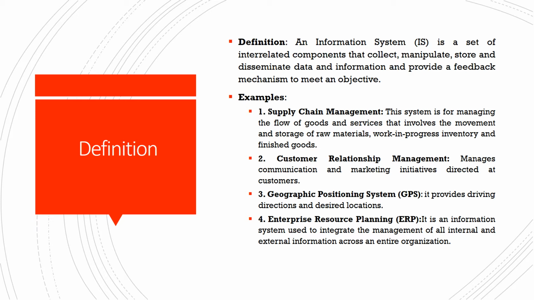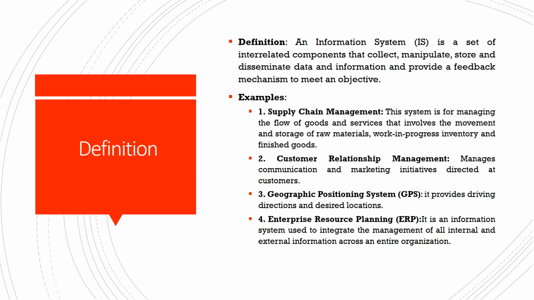Then geographic positioning system. It provides the driving direction to a desired location. We are using a GPS when we are going out of station in a car, then it will say where to go, left, right, turn, like that. So that is used in positioning devices.